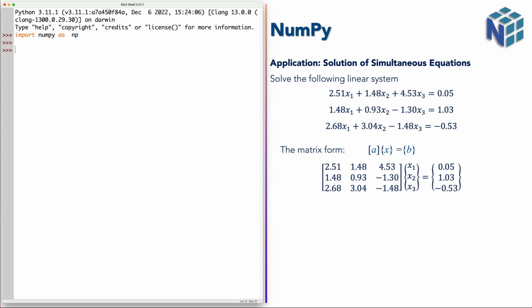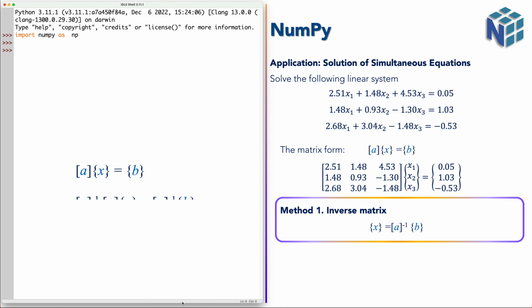Now we have two methods. The first method is using the inverse matrix. So here we multiplied the inverse matrix to the matrix form from the left. So it yielded the unknowns matrix equals the inverse matrix multiplied by the absolute values vector.